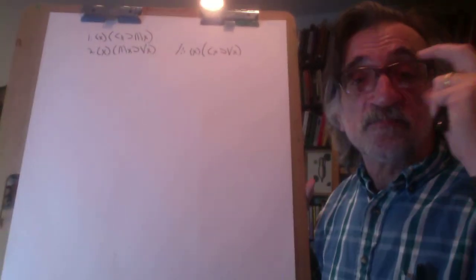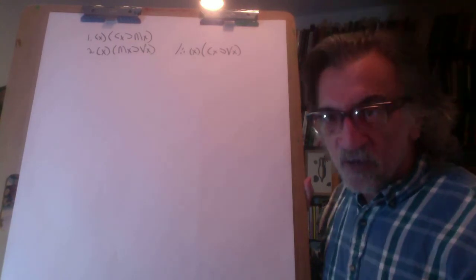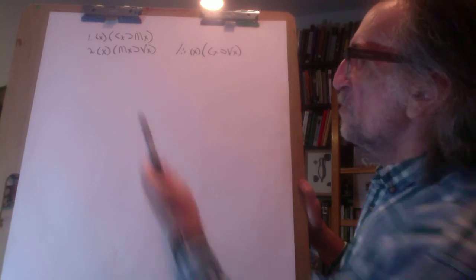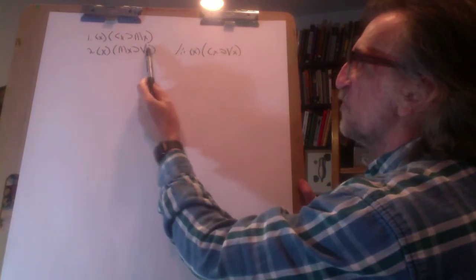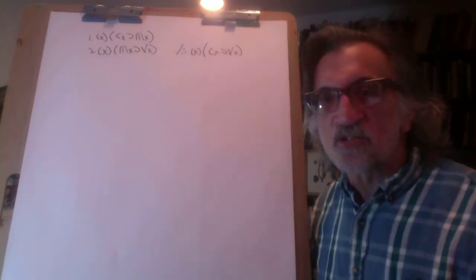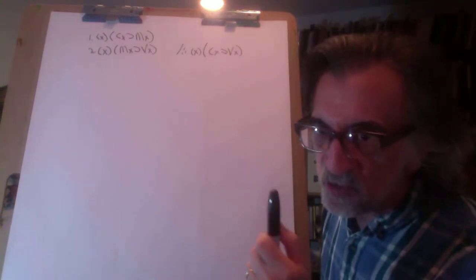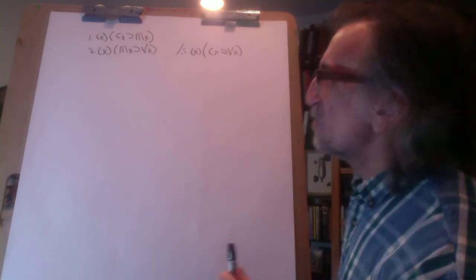Now let's take what is in its heart really a very Aristotelian argument. All C's are M's, all M's are V's, therefore all C's are V's. And if you were studying Aristotelian logic, this syllogism would be known as Barbara. It's the name of the syllogism.